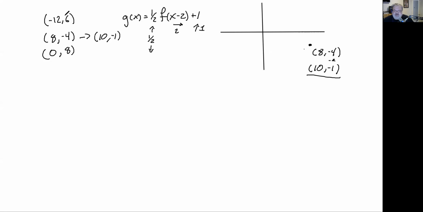And we're just going to do that same thing to these other points as well. So for this point at 0, 8, it's going to do the same thing. It's going to go that way too, and it's going to land at 2, 8. Then the vertical stretch by 1/2 is going to move it down here to 2, 4. And then add 1 is going to shift it up just a little bit to 2, 5. So that point's going to land at 2, 5.